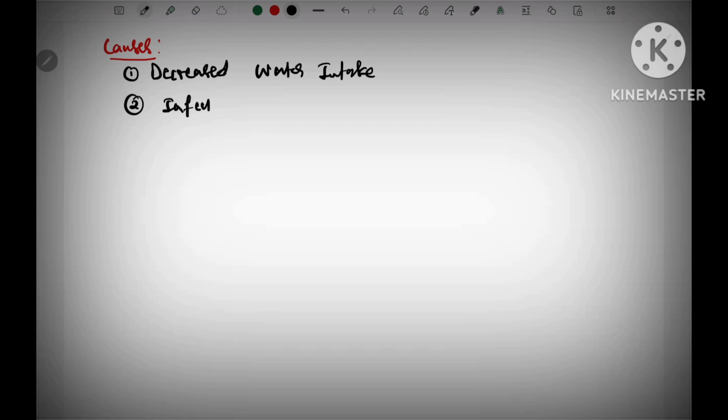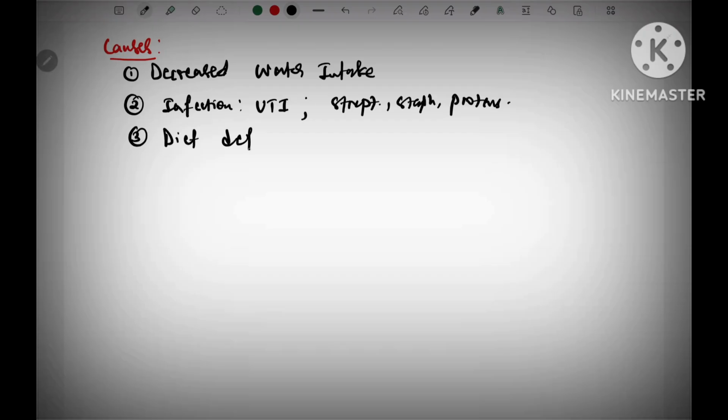The second cause is infection, like in UTI. If it gets infected with streptococci, staphylococci, or, as in the case of Proteus, as I already explained, this can also cause stone formation. And the third one is diet deficiency, especially vitamin A deficiency.